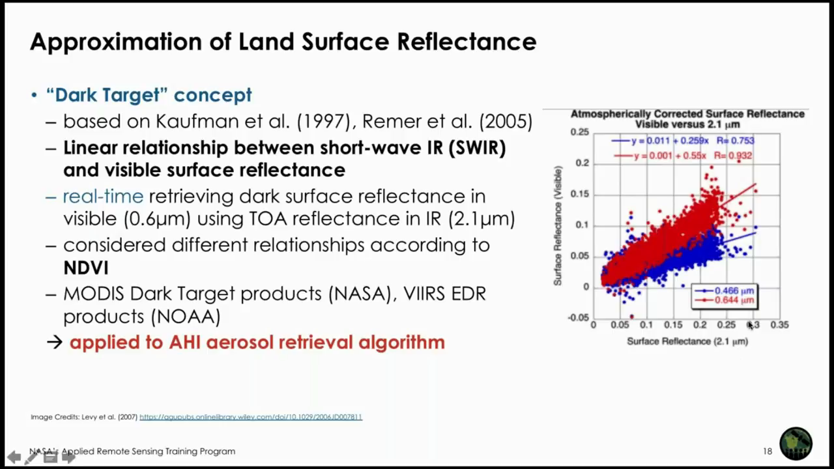Because shortwave IR channels like 2.1 micrometer have low sensitivity to aerosols, we can get surface information better compared to the visible wavelengths. This method can be applied at each measurement using measured visible and shortwave IR radiances. And this method also considers different relationships according to the surface type, like NDVI, the vegetation index. Currently, this dark target concept is applied to the MODIS dark target algorithm and the Deep Blue aerosol algorithm. And it also can be applied to the AHI sensor because the AHI sensor has shortwave IR channels compared to GOCI and GEMS.